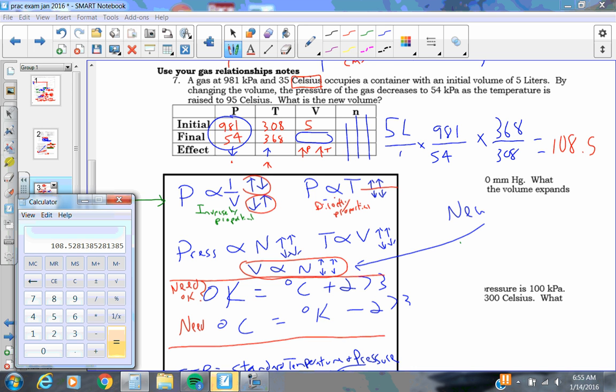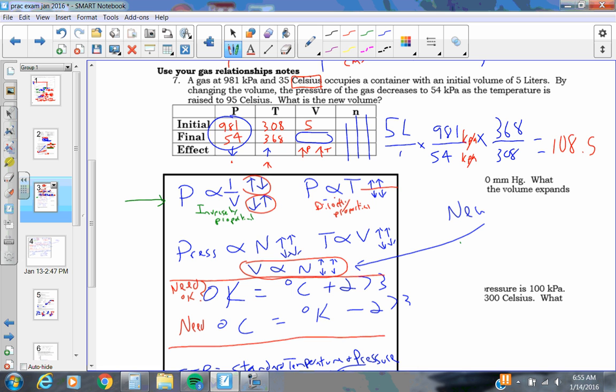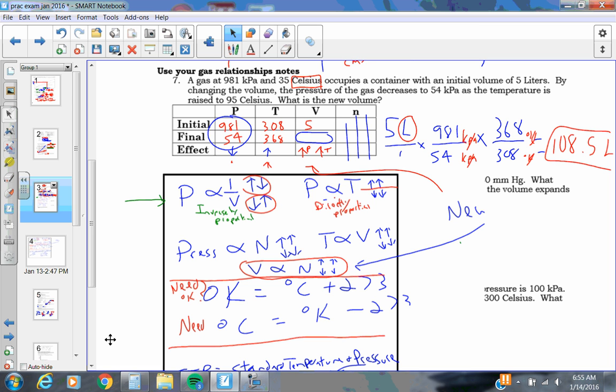What is that? Well, it's a new volume. I didn't show all the cross-offs, but it would have been kPa and kPa crossing out, degrees Kelvin and degrees Kelvin crossing out. The only thing left is liters, liters. Let's see if that even makes sense. I said that based on what's happening, it's going to get bigger. It looks like that makes sense. That worked out.